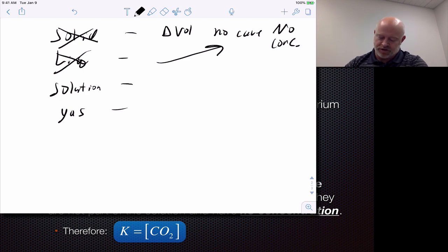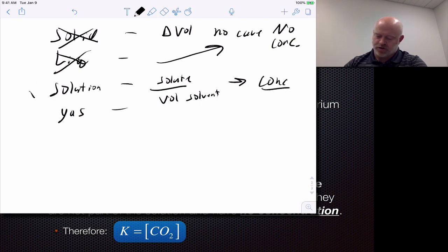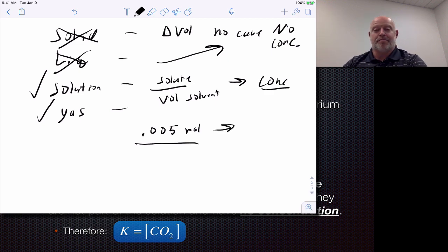However, solutions, we always dissolve some sort of solute into a certain volume of a solvent, so they are always concentrations. So yes, solutions play a role here. Gases are a little bit harder to visualize, but they also are concentrations. If you think about it, if you take a certain number of moles, let's say we have 0.005 moles of a gas, that amount has to be in some sort of volume.